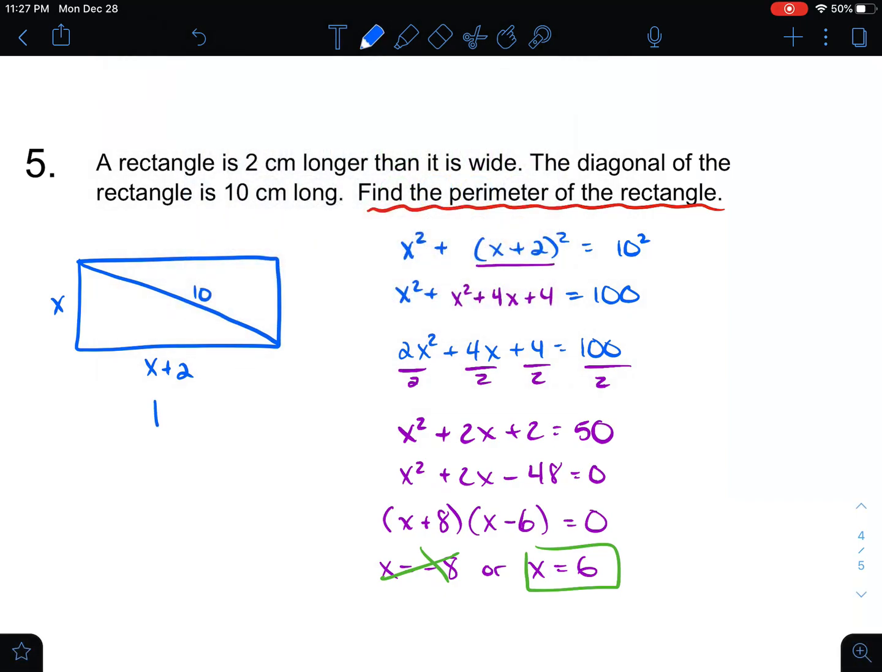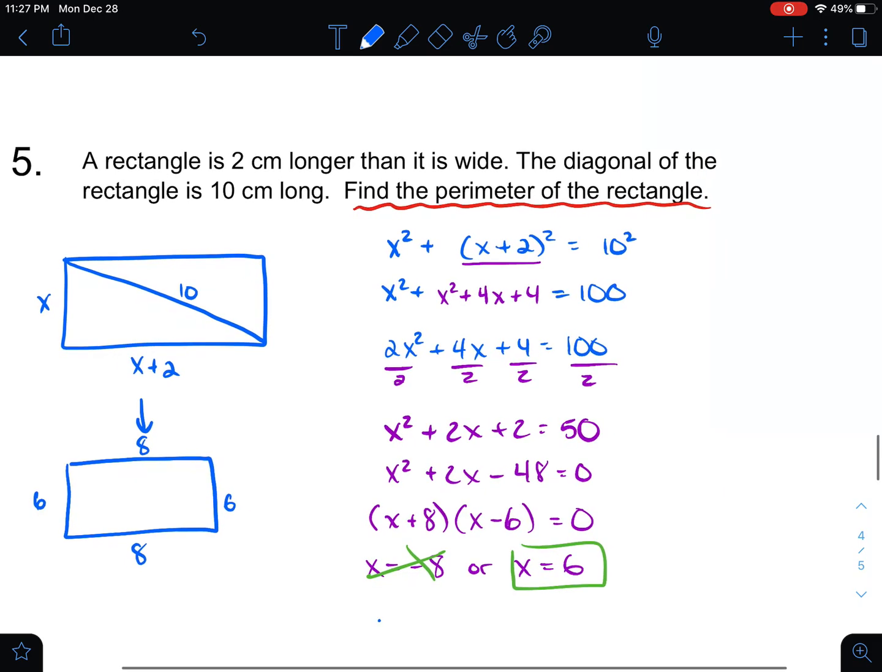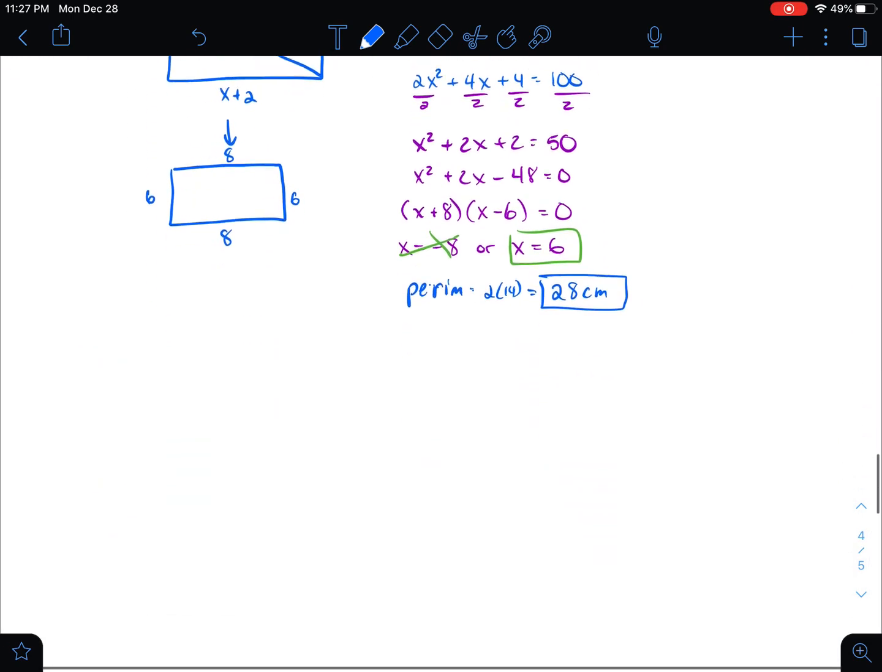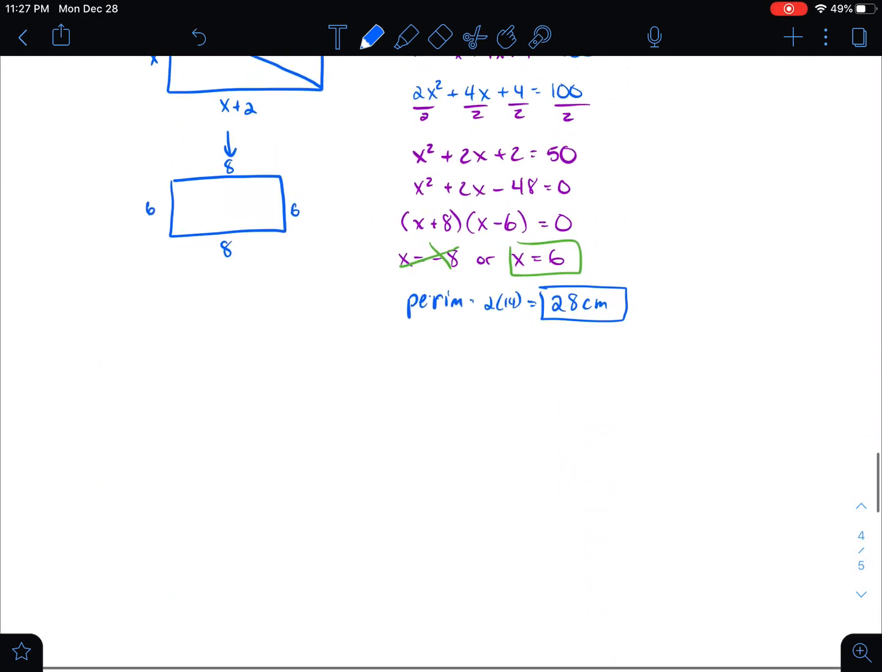Now I wanted to find the perimeter of the rectangle. So let's now draw my rectangle again. I have length 6, x plus 2 was 8, and we know that's 6 and that's 8, so the perimeter is equal to 2 times (6 plus 8), which is 2 times 14, or 28 centimeters.